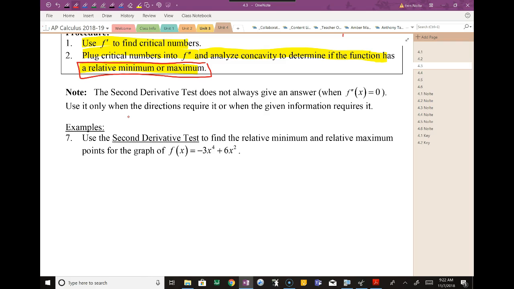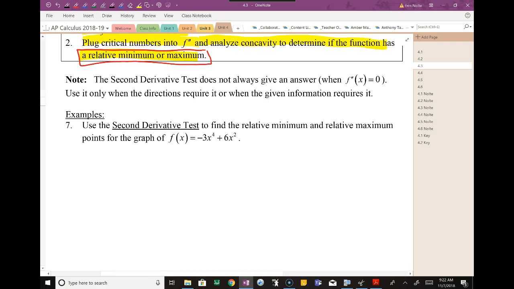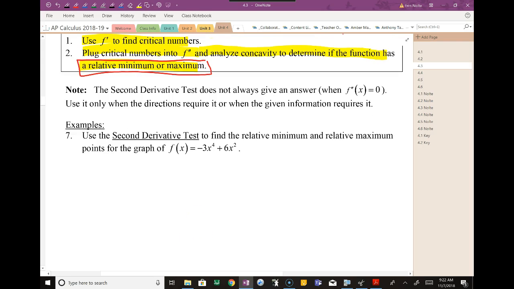Okay, so question number 7 is find the max or the min of this particular function. What am I going to do first in order to find potential maxes or mins? Derive it, right? So first thing I'm going to do is find the first derivative, because the first derivative is where I find potential maxes or mins. So the first derivative is negative 12x cubed plus 12x. Then I'm going to set it equal to 0 to find my critical values.